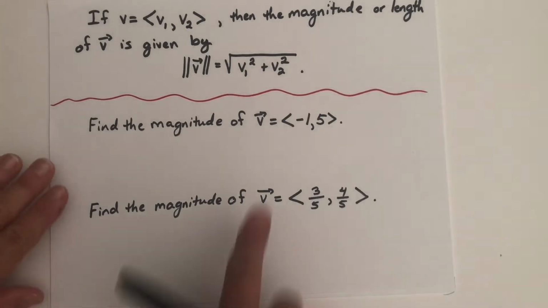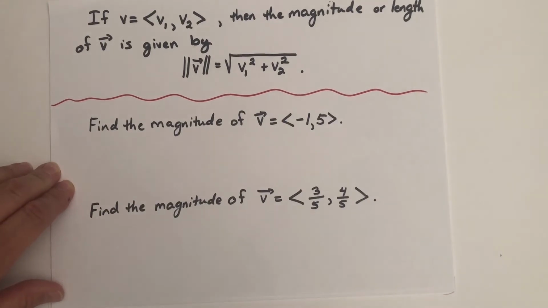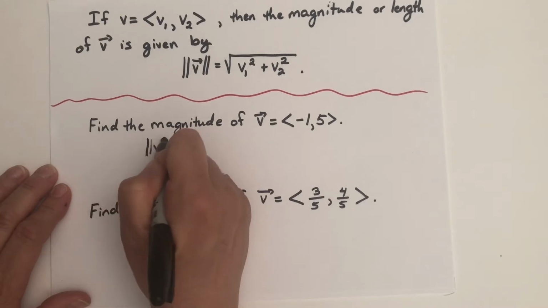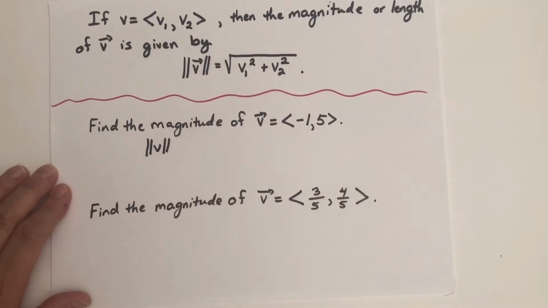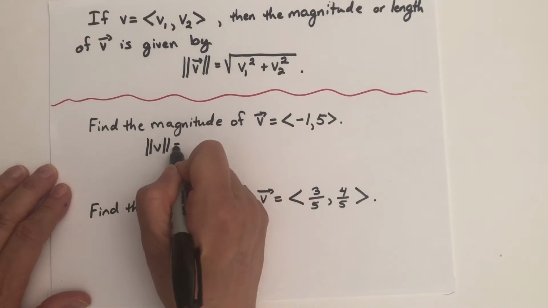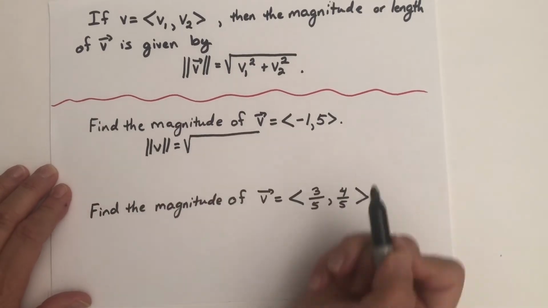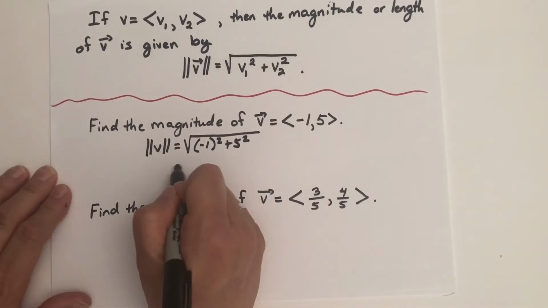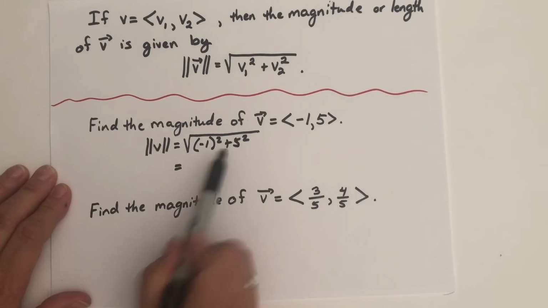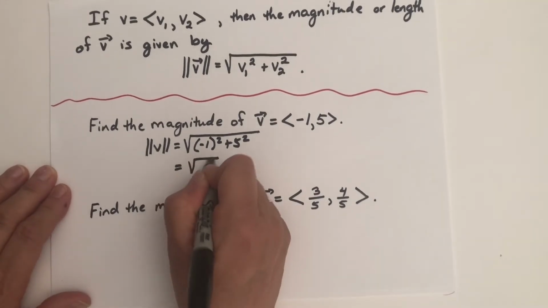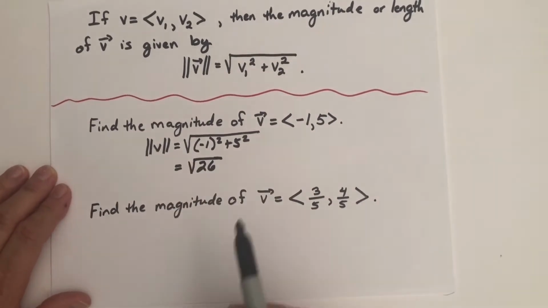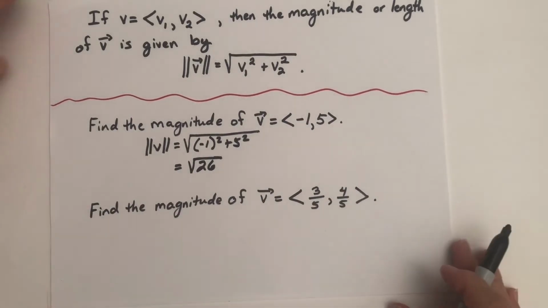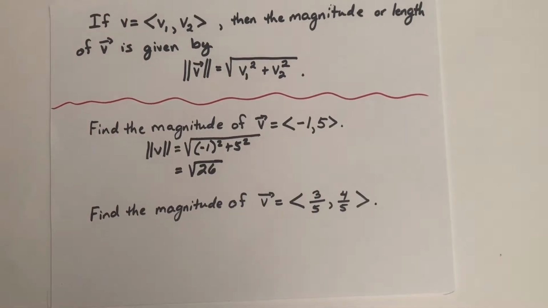So let's do this next problem, and we won't need to draw a picture to do it. So the magnitude of v, when the vector is -1, 5 in component form, is the square root of -1 squared plus 5 squared. And we can simplify that. We have 1 plus 25, or the square root of 26. And we know the magnitude of this particular vector. Let's do one more. This one, I just decided to toss some fractions in there. Doesn't change what we do.